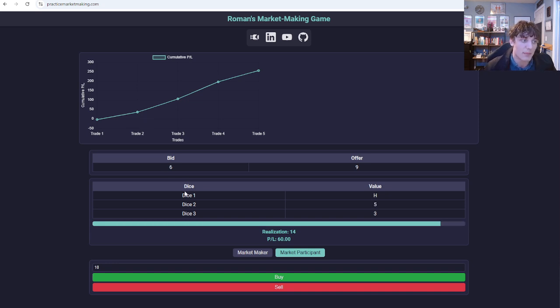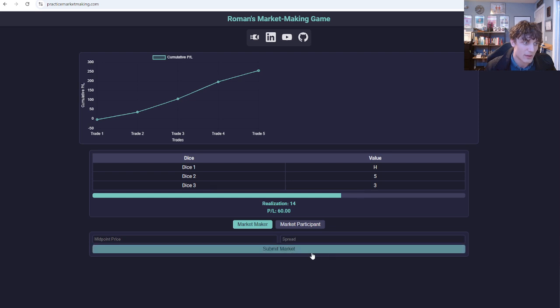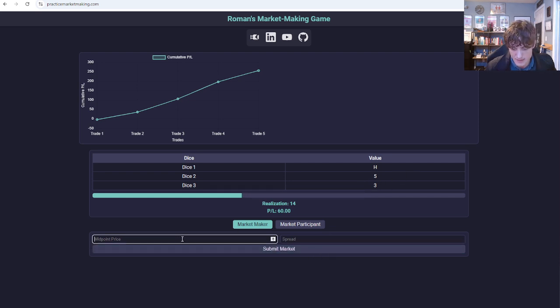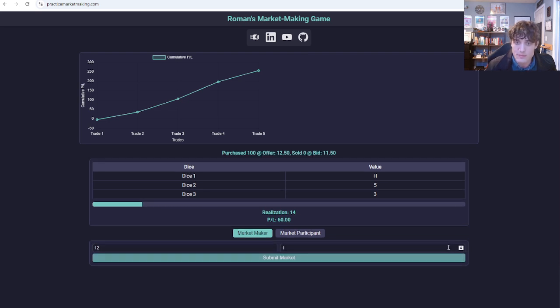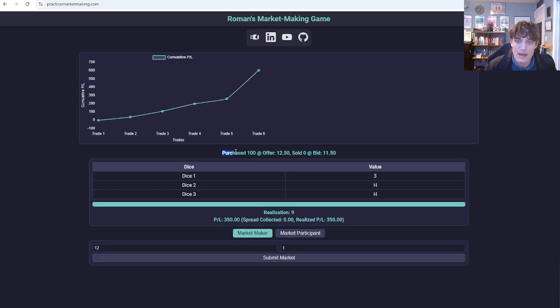So let's look at making a market now. We've acted as a market participant. Let's look at making a market. So here we have an expected value of 11.5. I'm going to set it to, let's say, 12, and have a 1-point spread. You can see that we had 100 at the offer 12.5. Fortunately, it went down and we had a realized P&L of 350, but otherwise we would have been outsized here entirely because we didn't sell anything. So that was a terrible market to make.